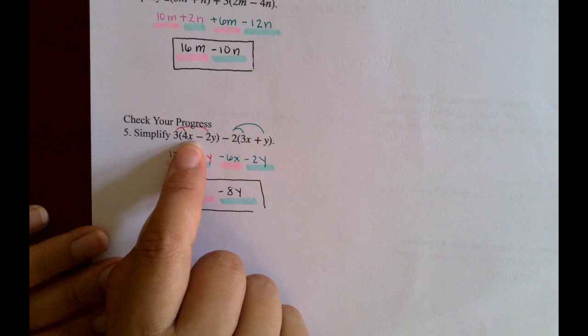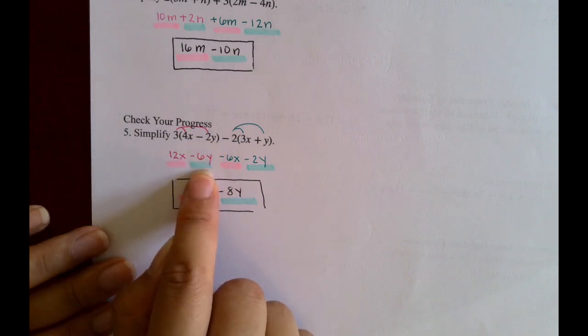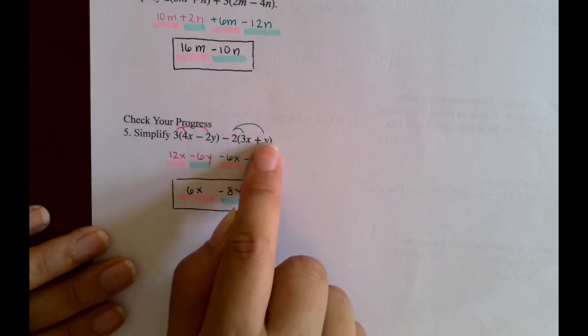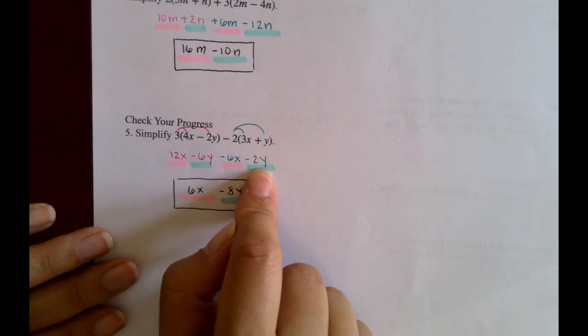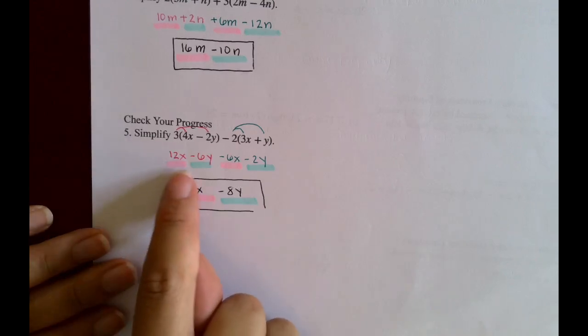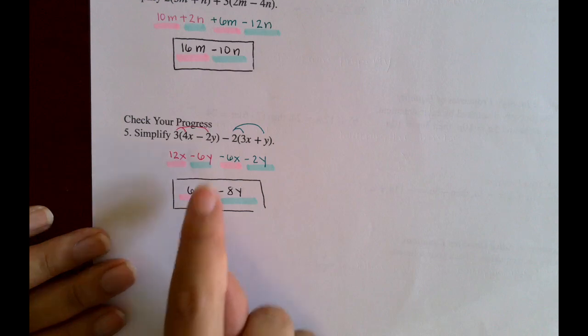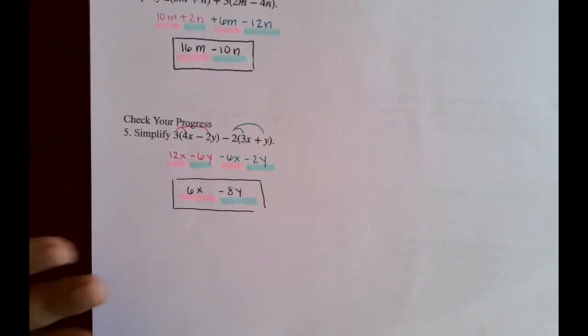3 times 4x is 12x. 3 times negative 2y is negative 6y. Okay. Negative 2 times 3x is negative 6x. Negative 2 times y is negative 2y. Okay. Now I'm going to combine like terms if possible. Okay. So again, like terms have to have the same variable raised to the same power. Okay. So here x to the power of 1, so 12x minus 6x is 6x. Negative 6y minus 2y becomes negative 8y, so that's why it's 6x minus 8y.